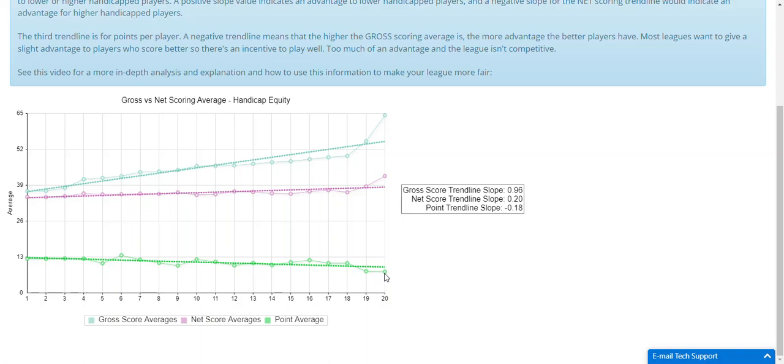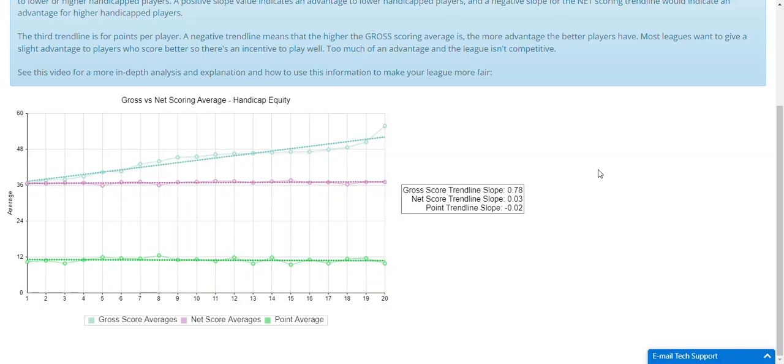So again, we eliminated the max handicap of 18, we increased that to 27. And if we look at that here, gross scores, they got better as players as the years have gone on, but you'll see the net score trend line is pretty flat and the points is fairly flat. So there's no advantage or disadvantage for playing any other team an uneven number of times, which is really the goal that we want here.